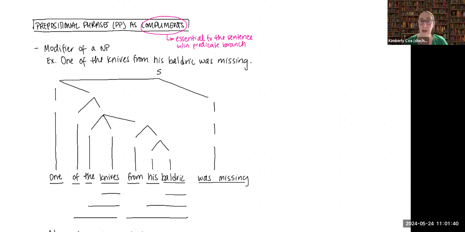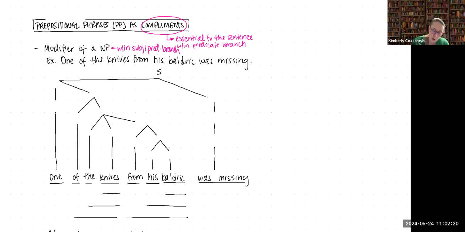So before we jump into complements, particularly complements of predicates, I want to do a quick reminder of how prepositional phrases can function as modifiers of noun phrases. So again, essential components just within, I'm going to write here, within the subject or predicate branch. Here it's within the subject branch. If you have a direct object, it could be within the predicate branch of the tree as well. So, one of the knives from his baldric was missing.